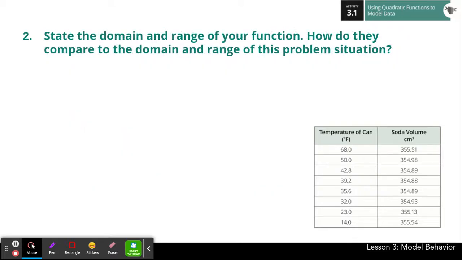Question 2 says state the domain and range of your function. How do they compare to the domain and range of this problem situation? So what we're doing first is we're going to just look at the quadratic itself. We're looking at the red part, and we're going to state the domain and range of it, and then we'll talk about the domain and range of the story problem.